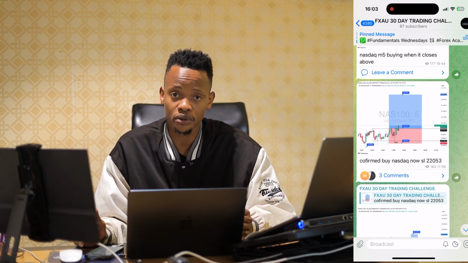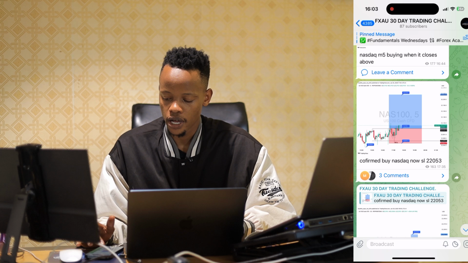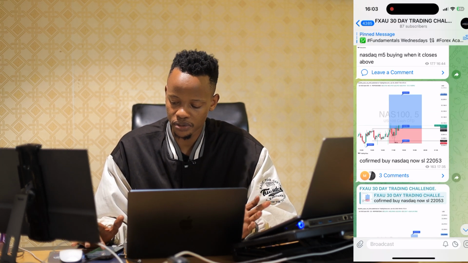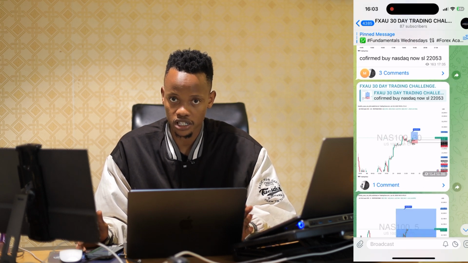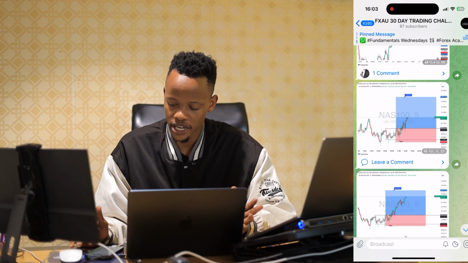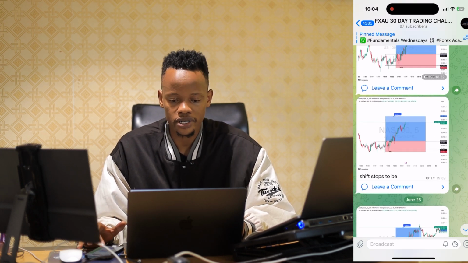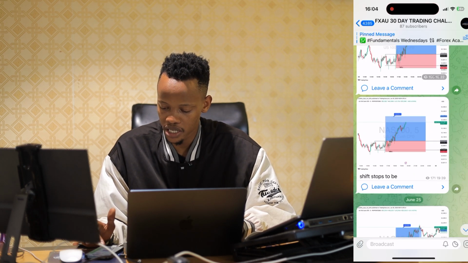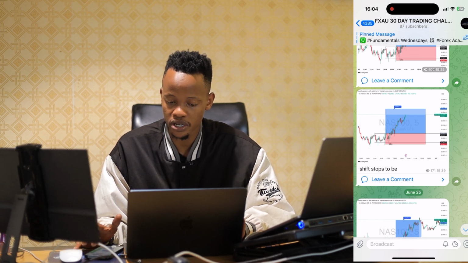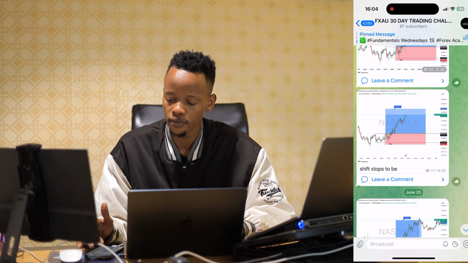So I alert my people in the trading challenge. And now we confirm our buys and I give them the SL, the TP, and everything they need to manage their trade. So the trade goes in profits. I update them, and then I also update them on when to set BE. This is where I alerted them to set BE when price was about to hit our entry.